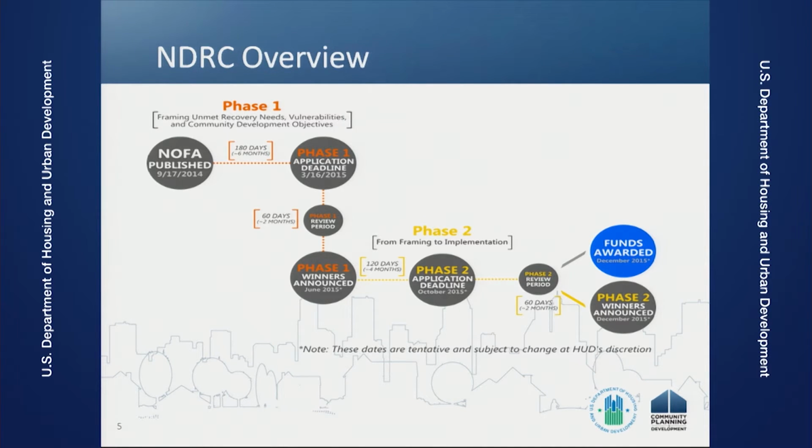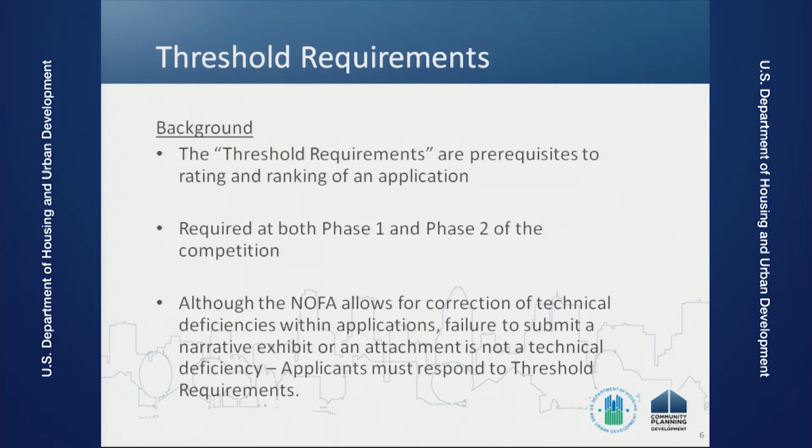Phase two calls for reconsideration of those issues identified in phase one at a more granular level of detail. This is when HUD will be expecting much more detailed information about specific proposed projects and how they relate to recovery from the disaster, in the case of projects you'll be using CDBG-NDR funding for, but also overarching resilience planning. The dates you see on this slide, it's important to note, are tentative and subject to change at HUD's discretion. So stay tuned in case there may be any changes to that. And now Makani will take over with the threshold requirements.